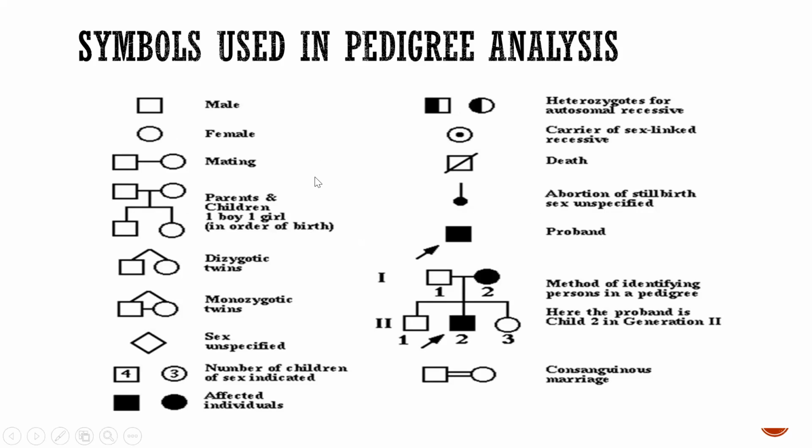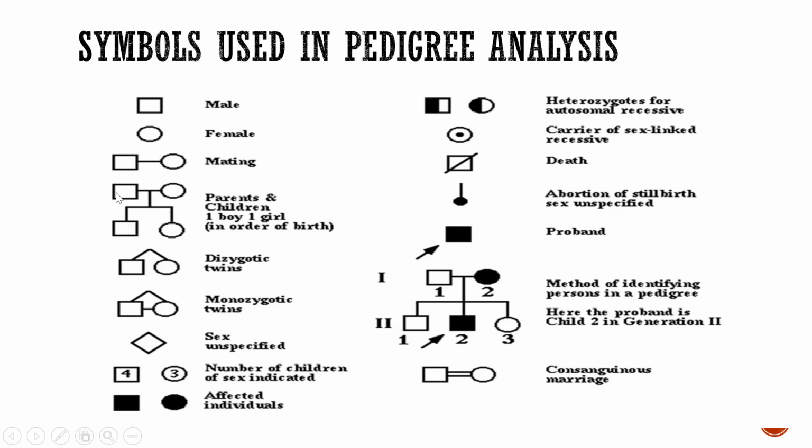If we want to represent a male, the symbol used for male is square, and for female it is circle. If there is a line between a male and a female, it indicates that it is a mating process or it's a marriage. And to represent children, a line is drawn in between and children are indicated in this way.